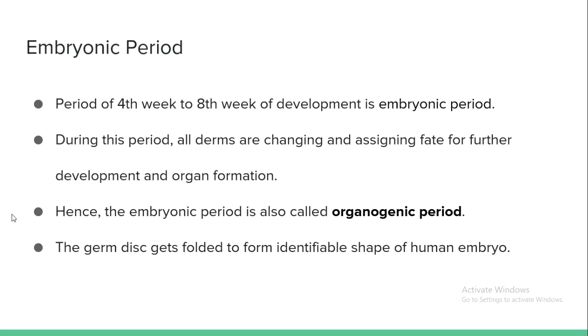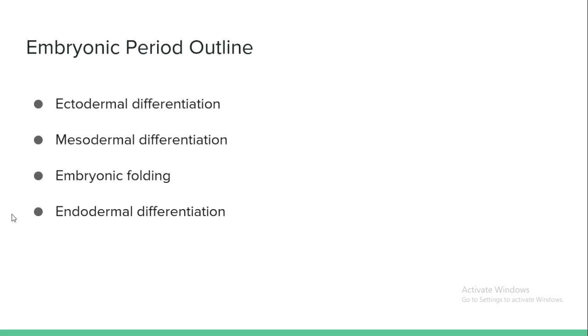Right away, let's start off with our course outline of the organogenic period, or the embryonic period. First of all, we shall look at ectodermal differentiation, and then mesodermal differentiation, and then embryonic folding, and the endodermal differentiation.